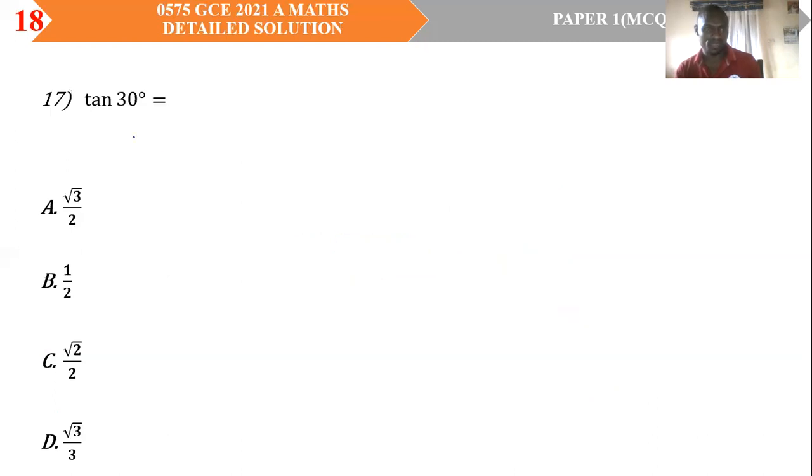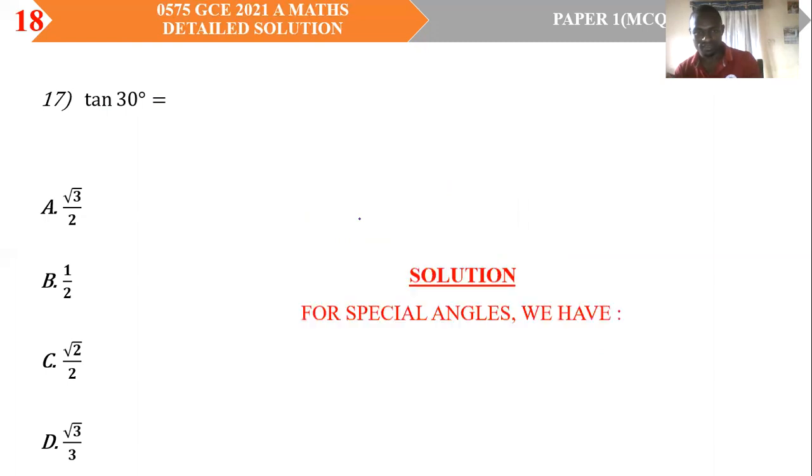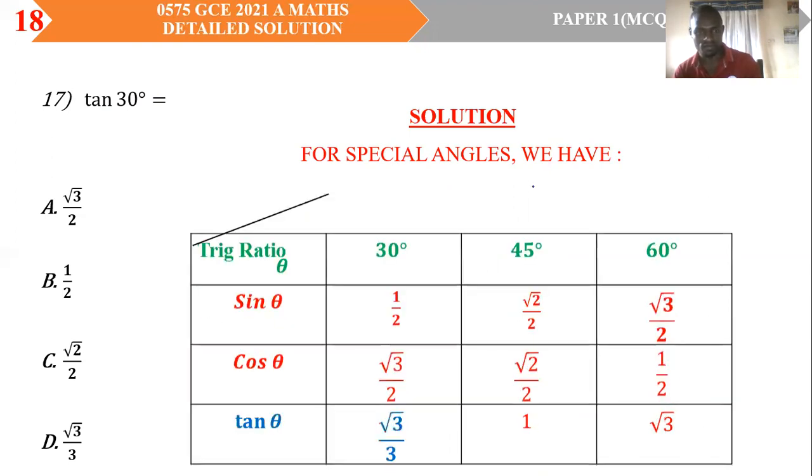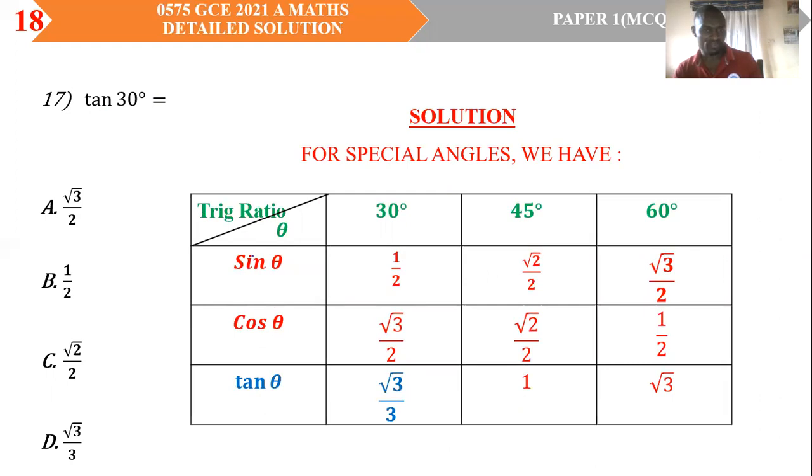Question 17. Tan 30 degrees is equal to... 30 degrees is a special angle. So for special angles, we look at the 3 special angles, 30, 45, and 60. Look at the table. These are the trig ratios, sine, cos, tan. Now, when theta is 30 degrees, we will follow each trig ratio and see the value when the angle is 30.